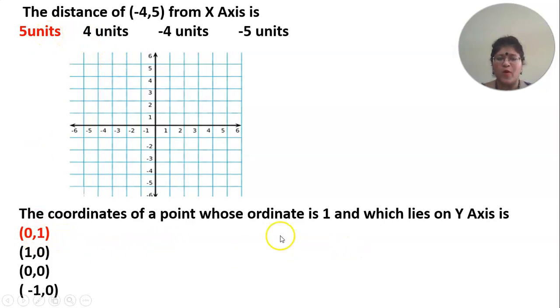The coordinates of a point whose ordinate is 1 and which lies on y-axis is. Ordinate means which coordinate am I talking about? I'm talking about the y coordinate. So y coordinate is 1. So look for y coordinate. Here y coordinate is 1. None of the options will be correct because in none of these places is the y coordinate 1. So this is the correct option.